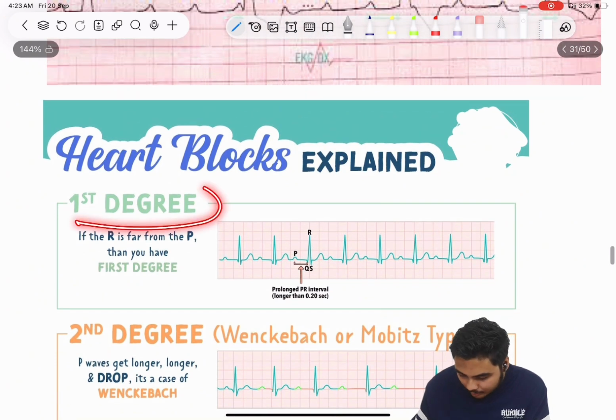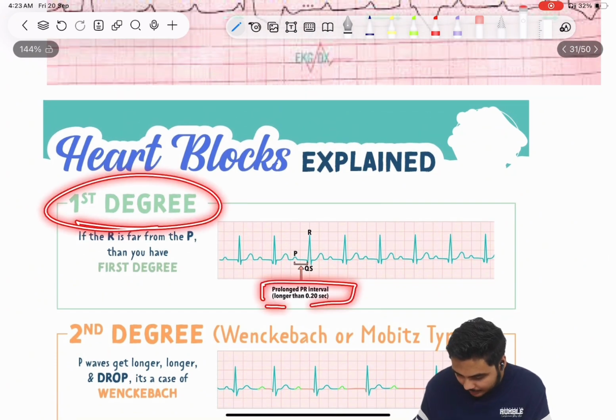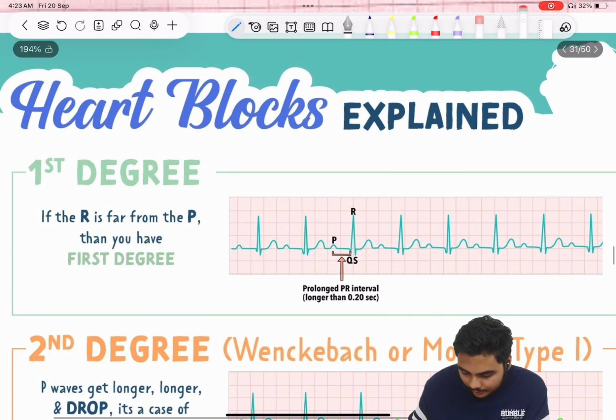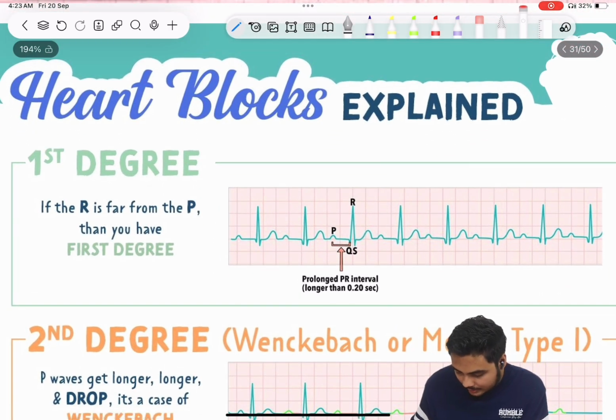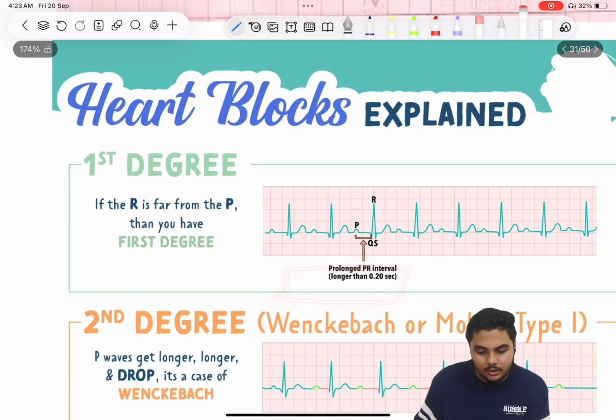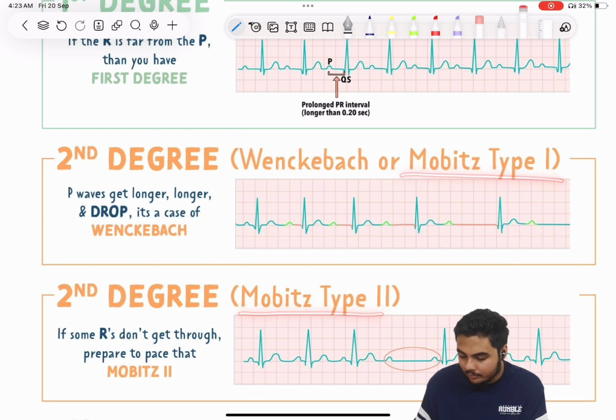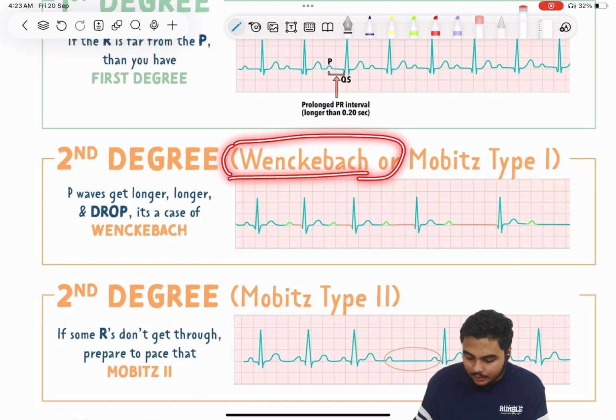So again, first degree heart block we talked about, there is just a prolonged PR interval that is more than five small boxes, right? So if there is just prolonged PR interval, we call it a first degree heart block. Next, we talked about second degree heart block, which is Mobitz type 1 and Mobitz type 2. Mobitz type 1 we also call Wenckebach, right? Now, in this, what happens?